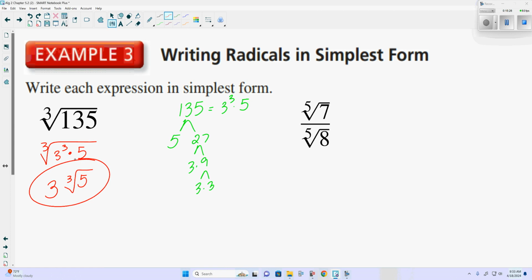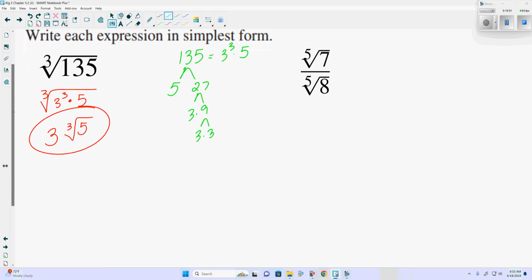So again, I would try it in the calculator first. Because if the calculator gives you the answer, awesome. If not, we're going to have to do something else. Now, the next one. The fifth root of 7 over fifth root of 8 is going to give you a decimal. I can tell you that right now. Partially because 7 is prime. So it doesn't simplify. And we can't divide 7 and 8. They don't divide evenly, so we can't get rid of that fraction.